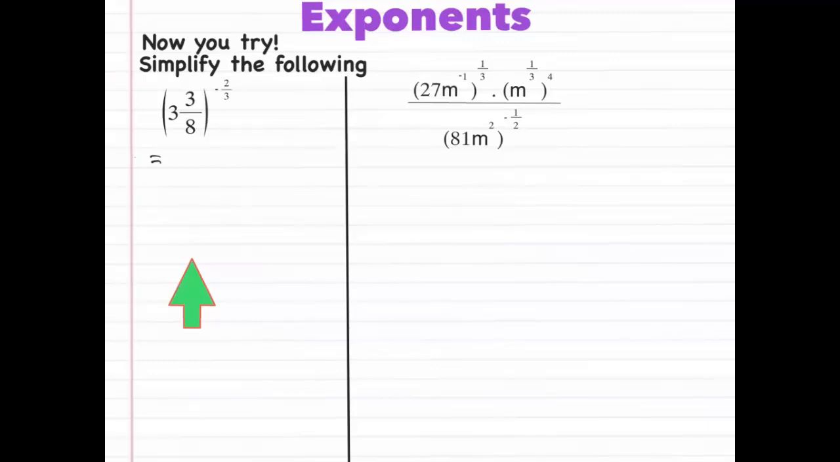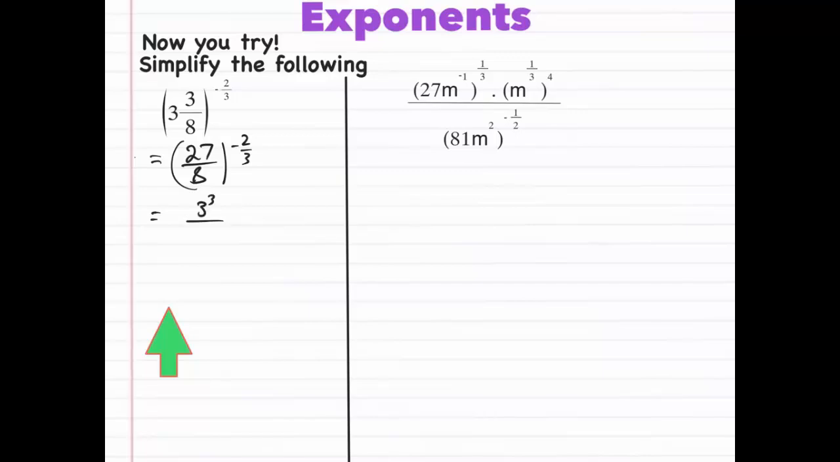Now 3 and 3/8. If I want to rewrite this mixed fraction as an improper fraction, can you remember how? 8 times 3 is 24, plus 3 is 27 over 8. Okay, so we write 27 over 8, and we still have minus 2 over 3 on the outside. If we have rational exponents, rewrite the bases as products of its prime factors. That will be a 3 to the power of 3. This will be a 2 to the power of 3. And then basically we have the minus 2 over 3 on the outside.